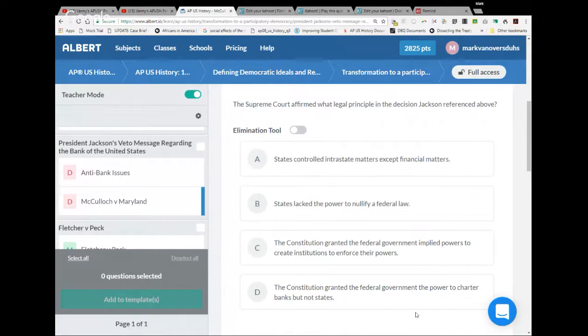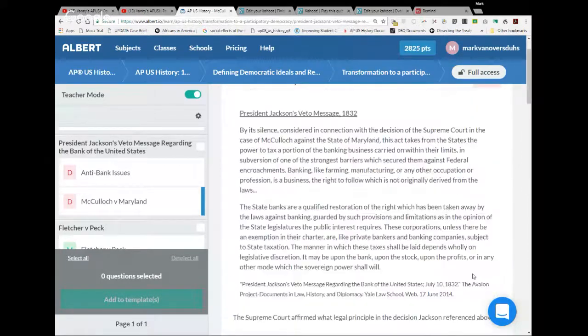Ryan says it said states could not tax the bank. Sorry. Well, it does say that, but what does this say? Does C say that very thing, Ryan? And says the implied powers, Congress could make the bank with the implied powers and whatnot. Okay, whatnot. All right, here we go.